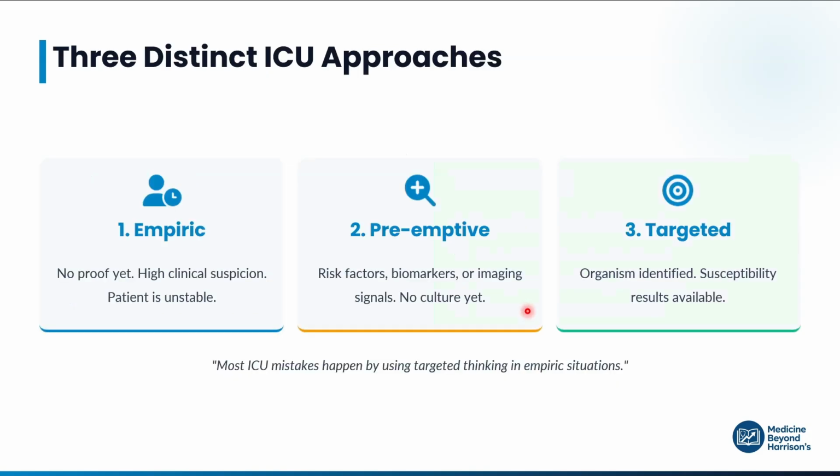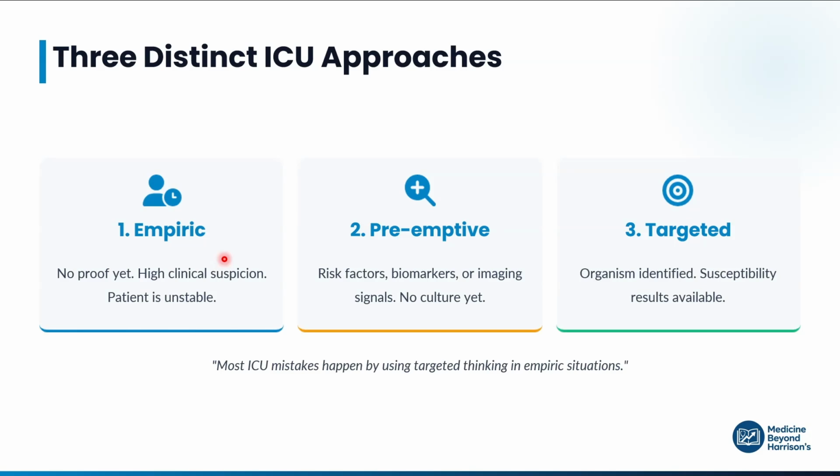So, three distinct ICU approaches: you can go for empiric therapy, preemptive therapy, or targeted therapy. Initially, we never know the organism, with no proof of any organism. In this case, with a high clinical suspicion of fungal organisms and an unstable patient, go for a higher-end antifungal, such as liposomal amphotericin.